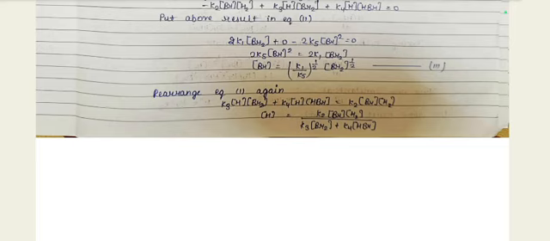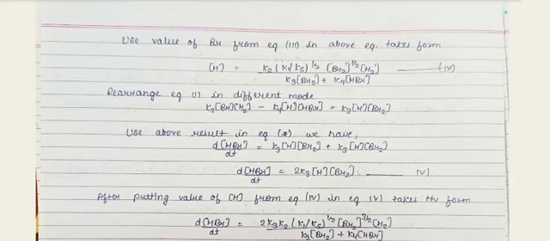Rearranging equation 1 again: k3[H][Br₂] + k4[H][HBr] = k2[Br][H₂], so [H] = k2[Br][H₂]/(k3[Br₂] + k4[HBr]). Use the value of [Br] from equation 3 in the above equation: [H] = k2 (k1/k5)^(1/2) [Br₂]^(1/2) [H₂]/(k3[Br₂] + k4[HBr]).